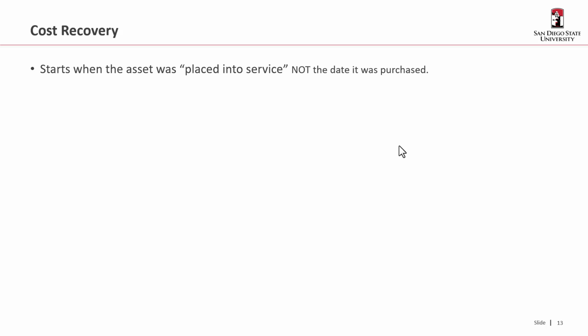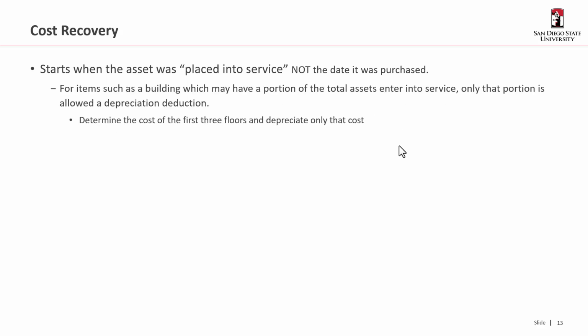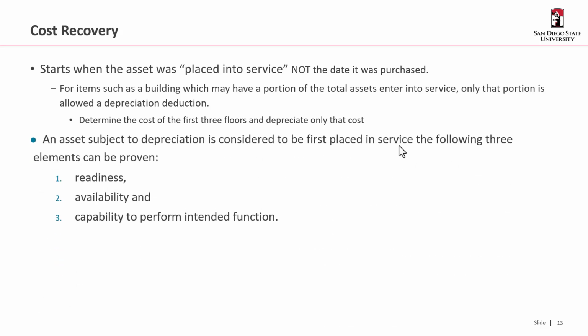So again, these cost recoveries start when the asset's placed into service, not when it's purchased. For items that are things like large buildings where it might be placed into service at different times, only the portion that is placed into service gets depreciation. So imagine you build a tall building and only the first 3 floors are approved for occupancy. Then what you would do is start depreciating the cost that you'd allocate to those first 3 floors. And the rest of the building that hasn't been approved for occupancy, you would not start depreciating.